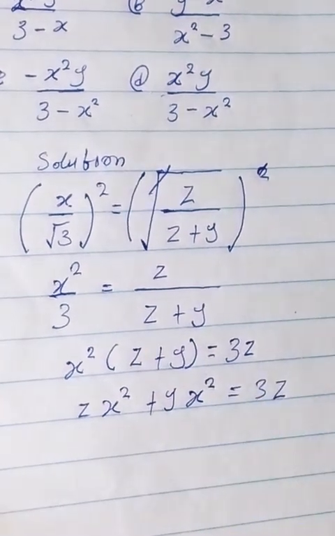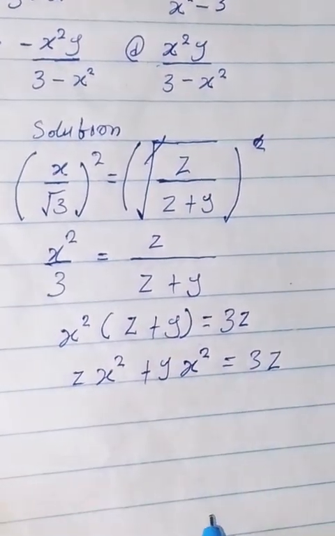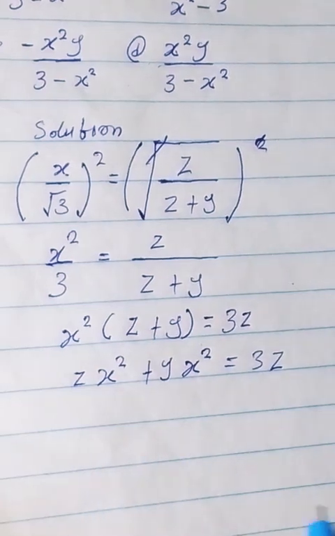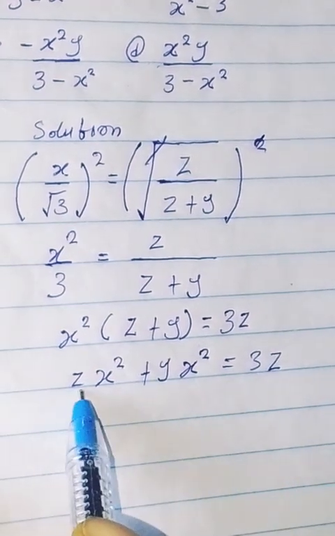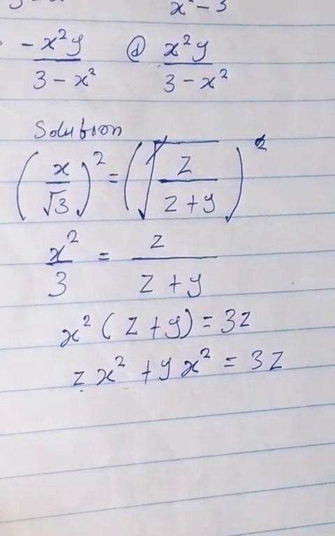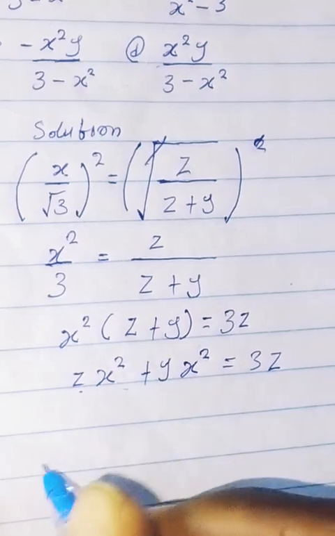Now from here we rearrange. Don't forget, what are we asked to make? Express z in terms of x and y, making z the subject of the formula. Now look at this. This is zx squared, and this is 3z. So we bring them together.